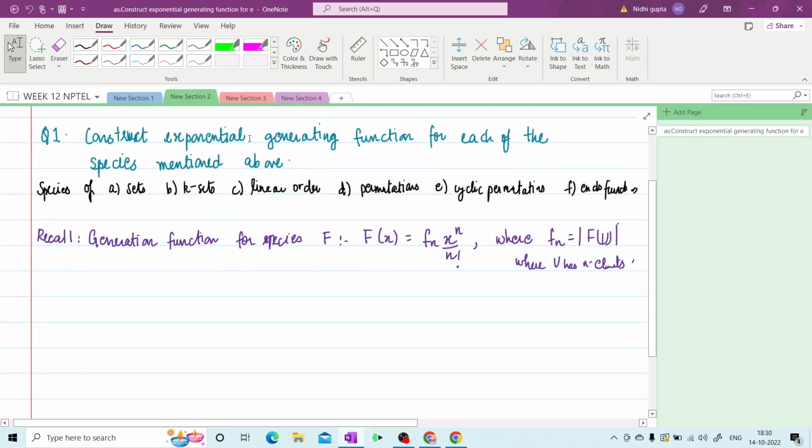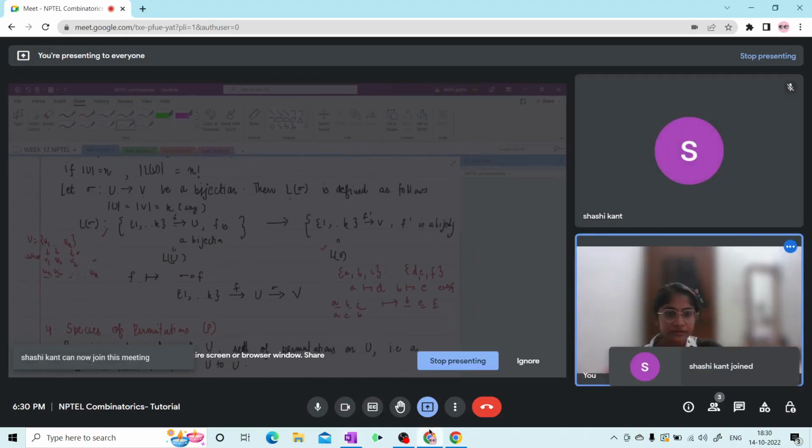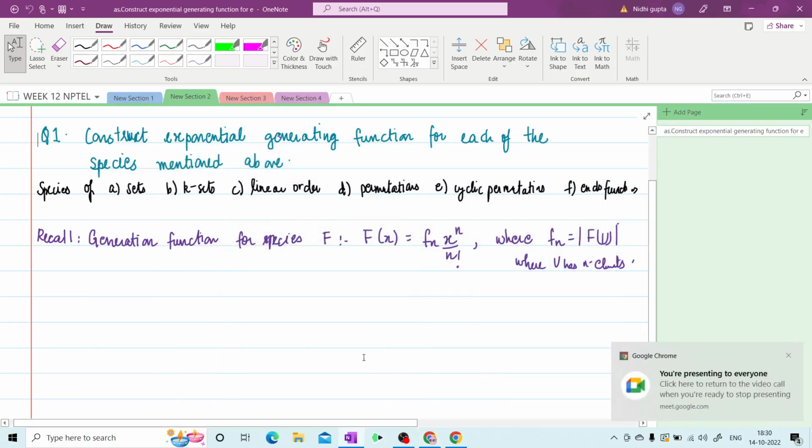Okay, now once we have looked at these examples, let's try to do some questions. The first question is, we have to construct the exponential generating function for each of the species that we have discussed above.